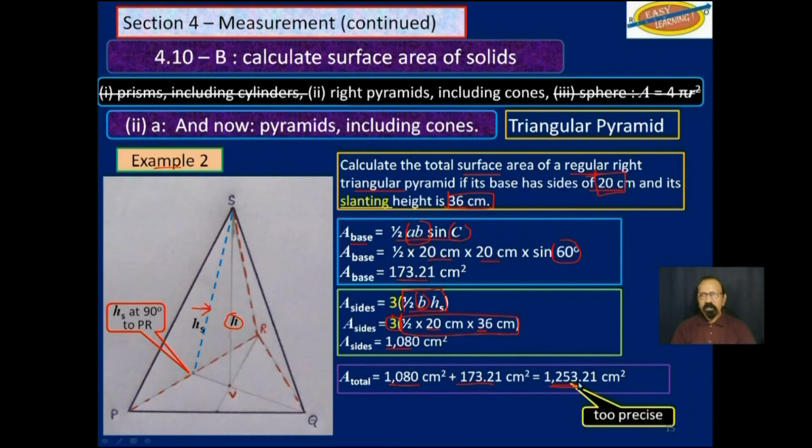Obviously, we have too many significant figures here. That is too precise. As I said, this 20 here has 1 significant figure. That 36 has 2 significant figures. If you are not told in a question like this how many significant figures to use or how many decimal places to use, then you would have to use the rule that says for multiplication and division, your answer cannot have more significant figures than the factor with the least number of significant figures. So our answer can only have 1 significant figure. We have to round off at that 1, which is to the nearest 1,000.